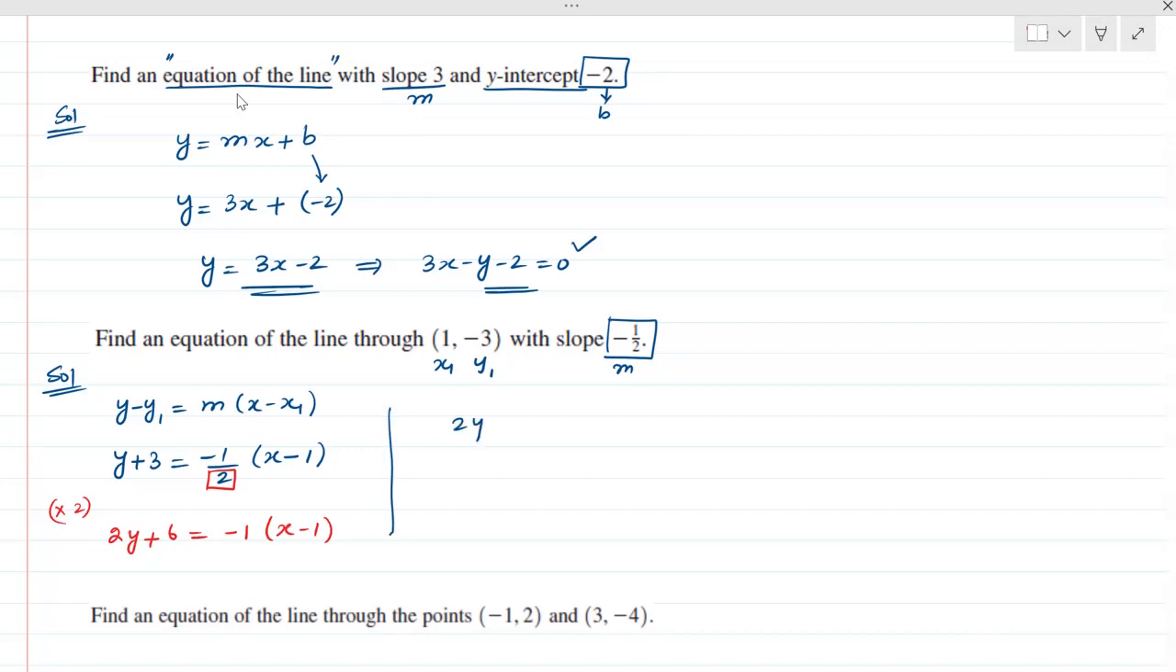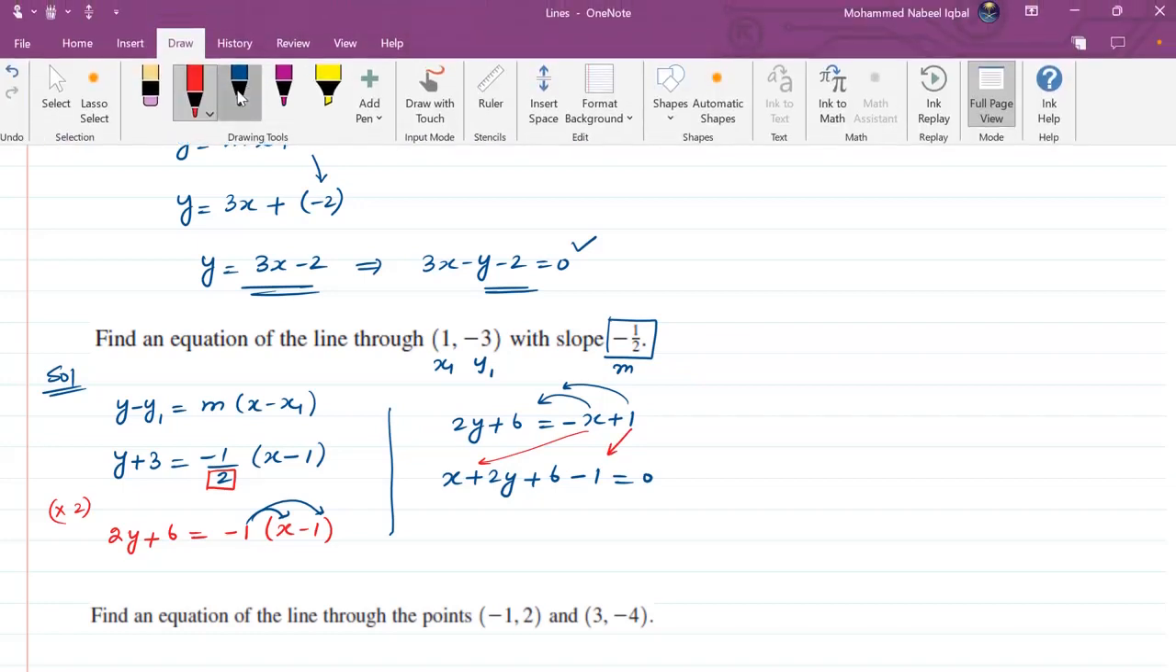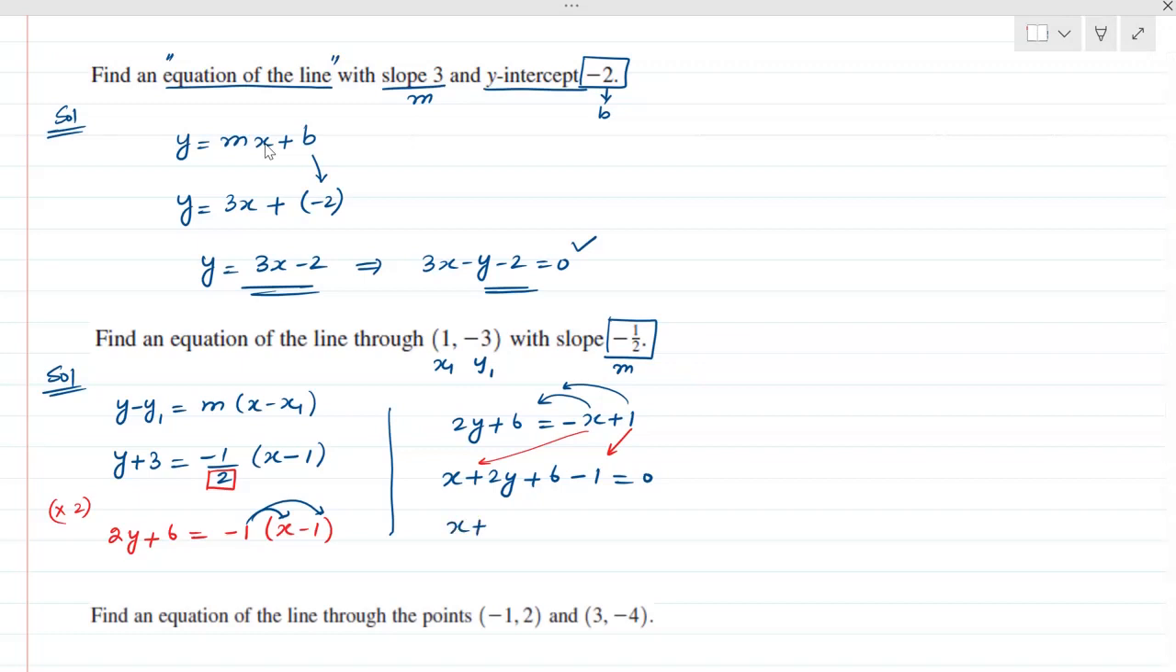So here you will get 2y plus 6 on the left side. If you multiply this part, what happened? Here it becomes minus x plus 1. Since the x value must be plus, I will bring this one here. So there is a change of sign. So it becomes x plus 2y, the same, plus 6 the same, minus 1. This value will change the sign. The x I am bringing here becomes plus, plus 1 I am bringing here becomes minus 1. Now thereafter simplify. So x plus 2y plus 5 equals 0.